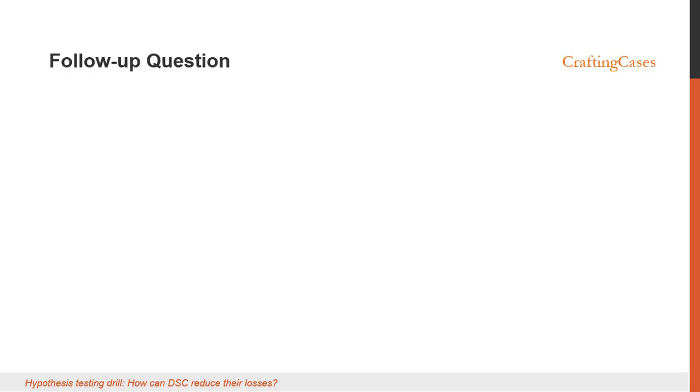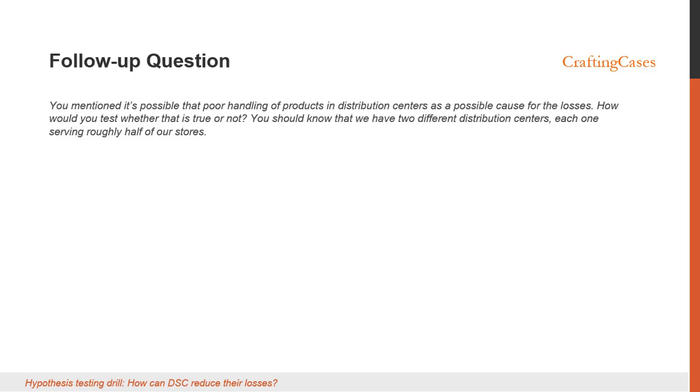And now to the follow-up question, the hypothesis testing question. You mentioned it's possible that poor handling of products in distribution centers is a possible cause for the losses. How would you test whether that is true or not? You should know that we have 2 different distribution centers, and each one of those serves roughly half of our stores. Alright, so take your time, come up with your answer, but definitely come up with your answer again after hearing each one of the steps, so that you can learn each one of them thoroughly, and then apply them in your practice from then on.